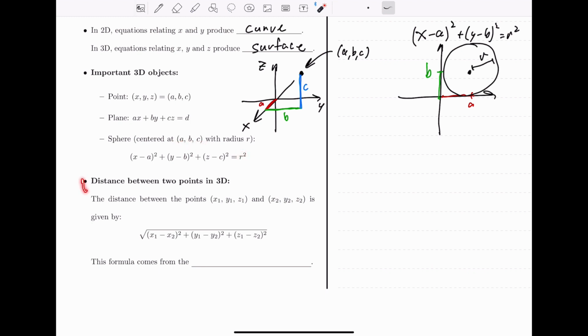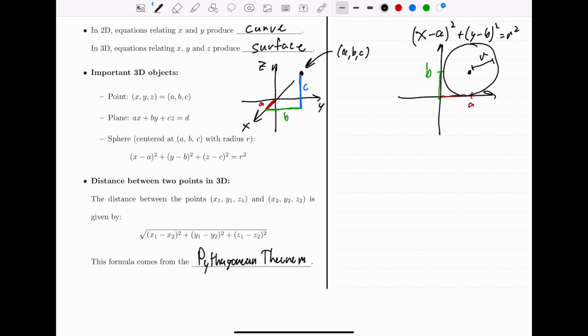How do we find the distance between 2 points in 3 dimensions? Let's say we have a point (x1, y1, z1) and another point (x2, y2, z2). Here's the formula for distance, and I hope this looks somewhat familiar. If you ignore this part of the formula, then what you're left with is the distance formula in 2 dimensions. So to generalize to 3 dimensions, we just add this third term here, take the square root of everything, and we have the distance formula in 3 dimensions. This formula actually comes from the Pythagorean theorem.